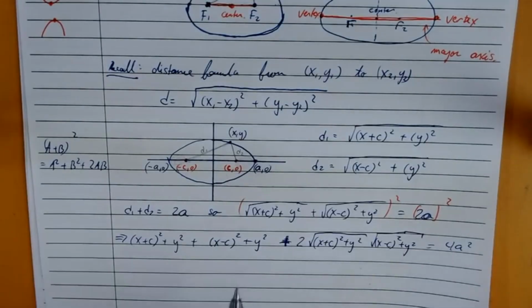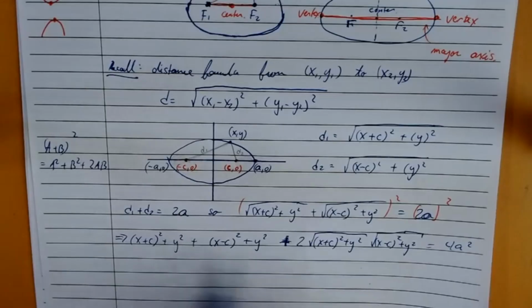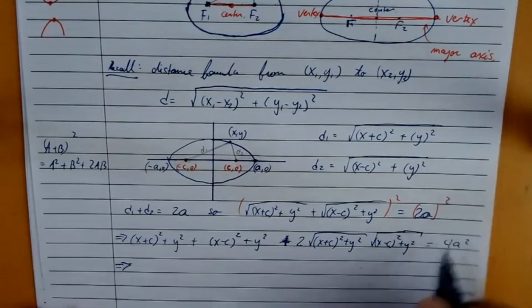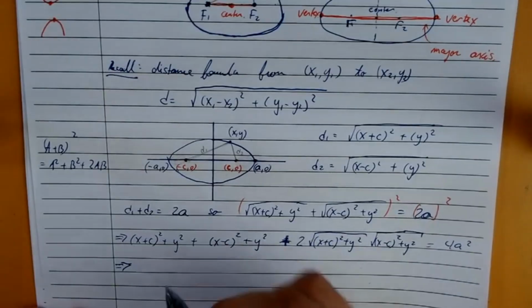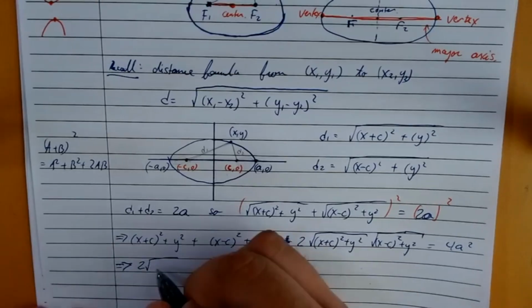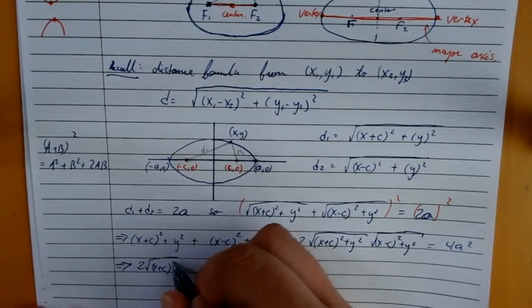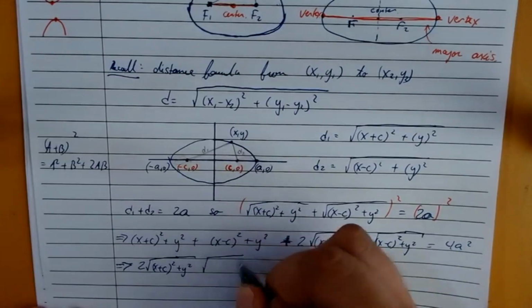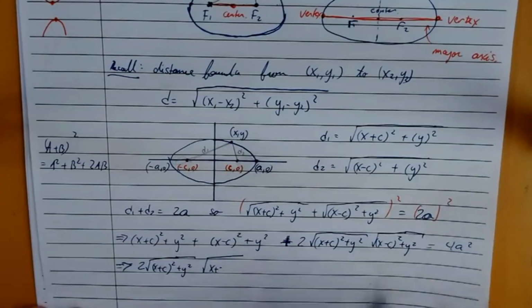Okay, so now let's go ahead and isolate our radicals. Let's go ahead and subtract all that stuff over that way. So that's going to give us, I'm going to leave this stuff here right where it is, 2 times the square root of x plus c squared plus y squared, times the square root of x minus, sorry, that should be a minus c.